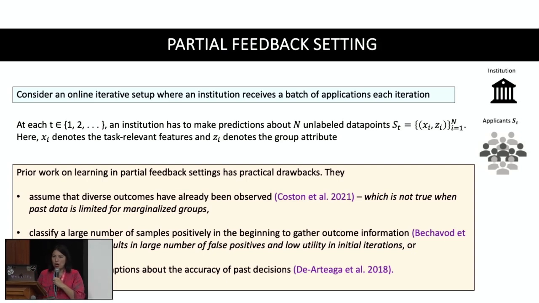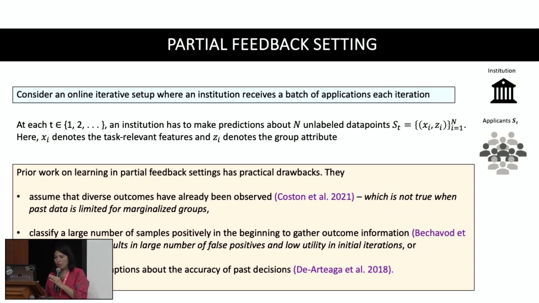Okay, and prior work on learning when we have this partial feedback in these types of batch settings has certain drawbacks that make them not suitable for the types of applications that we really care about. So, for example, they might assume that you start off with an unbiased sample, so the diverse outcomes have already been observed when you start out, which is not always, or I would even venture to say often, not a good assumption in many of these settings.